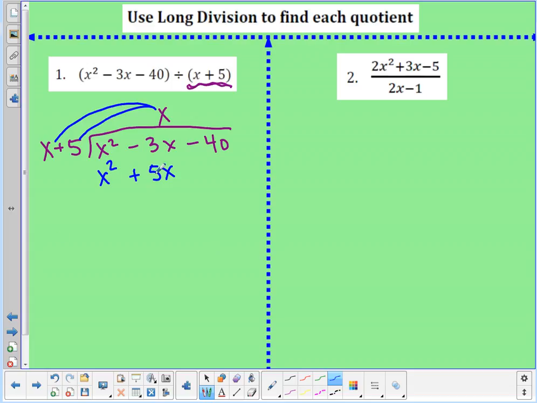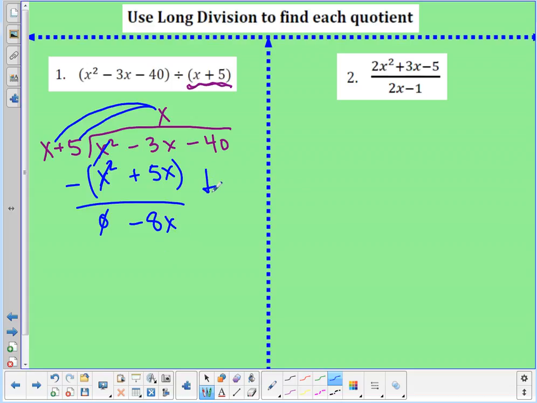So this is the product after I multiplied by the divisor, and now I subtract the two. So x squared minus x squared gives me 0. That's nothing, which is what I wanted. That's my goal. The reason I picked x is so that those two would drop out. But now in creating that distribution, I've now given myself a new problem I have to tackle. So I have negative 3 minus 5, which is negative 8x. So there's the new problem that I have to tackle.